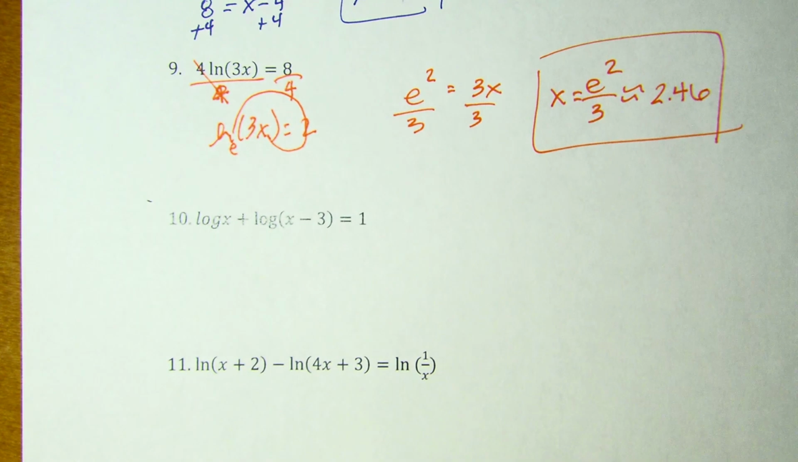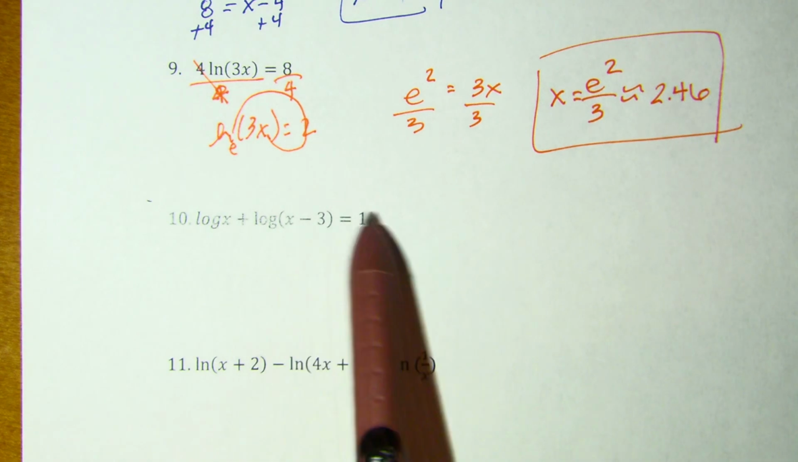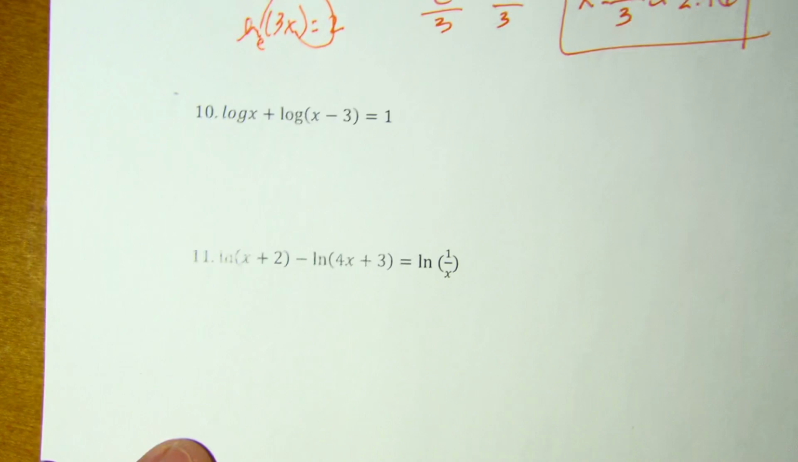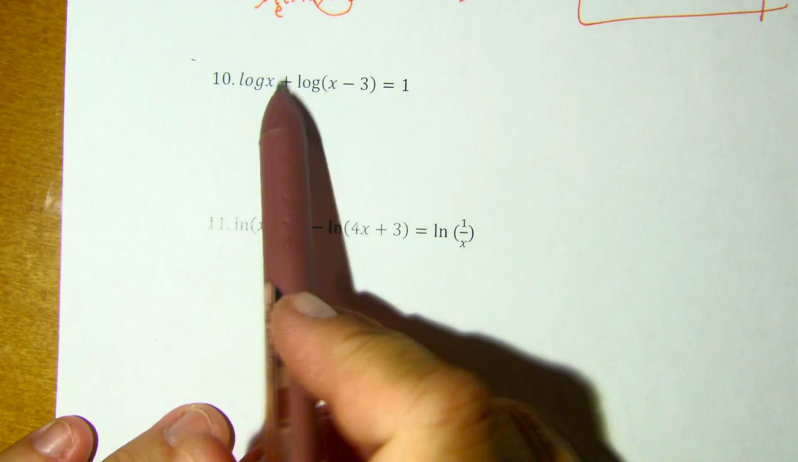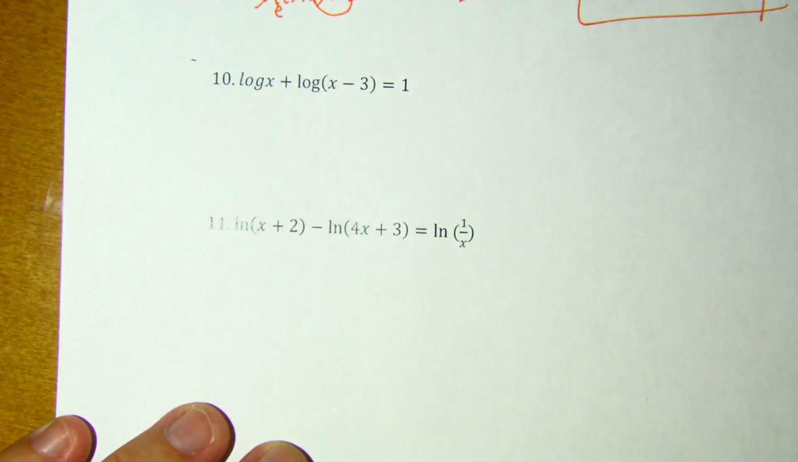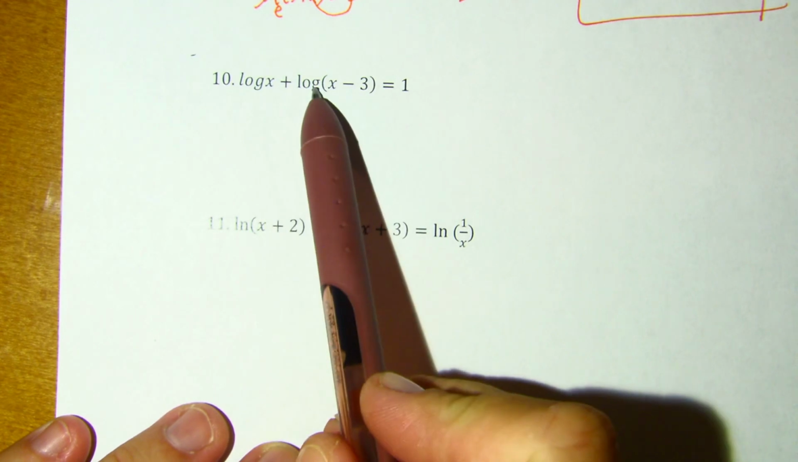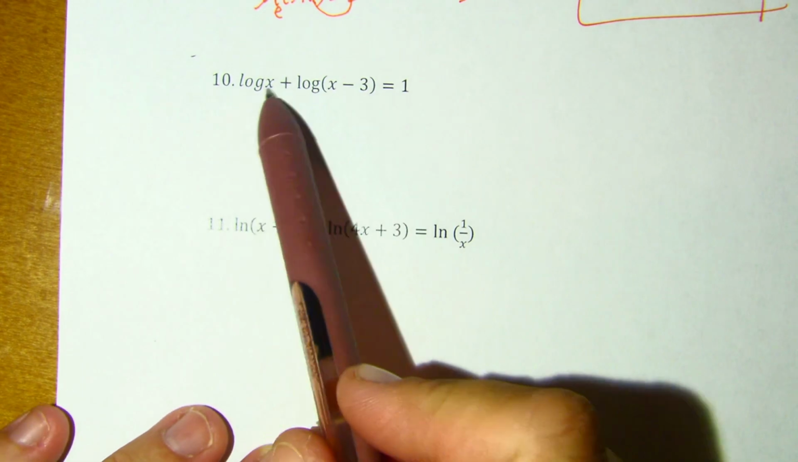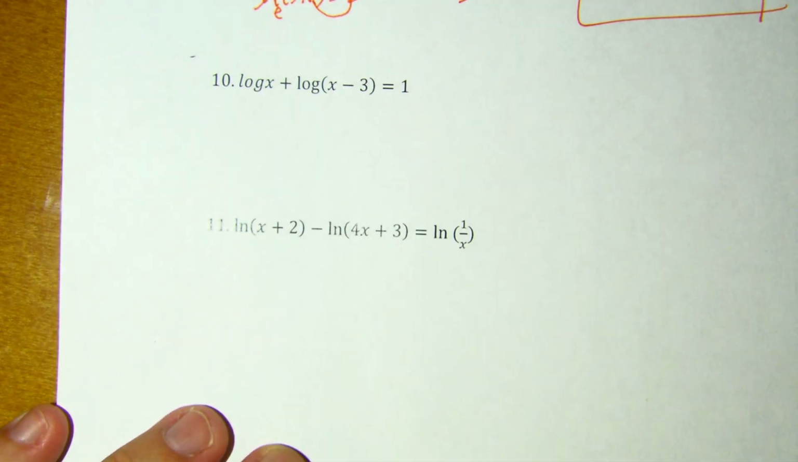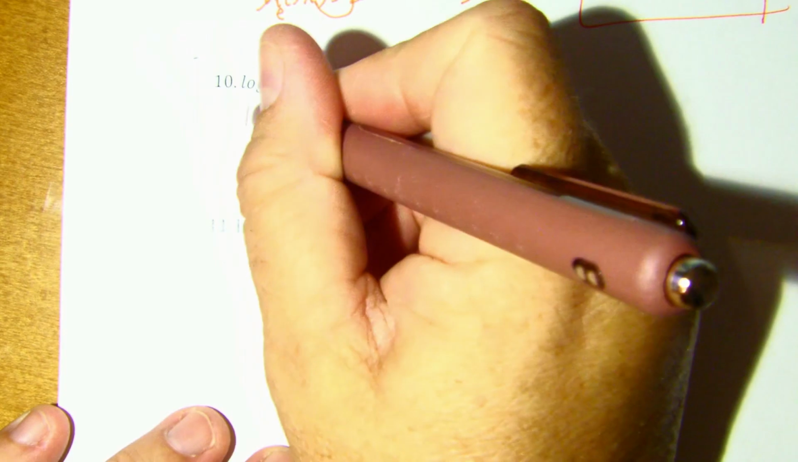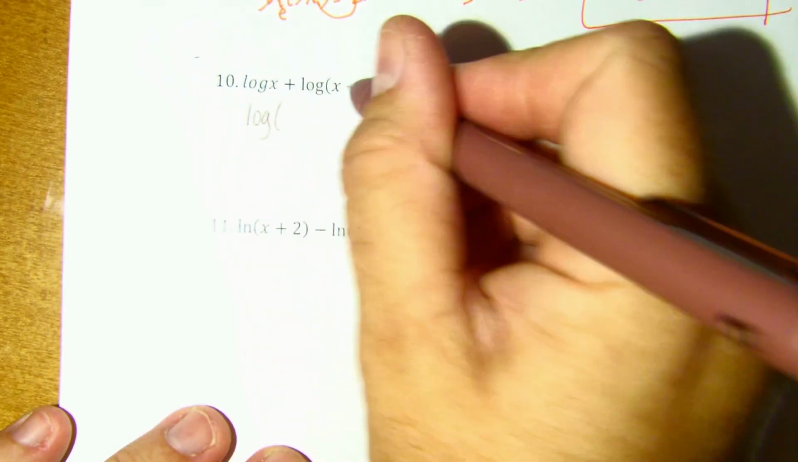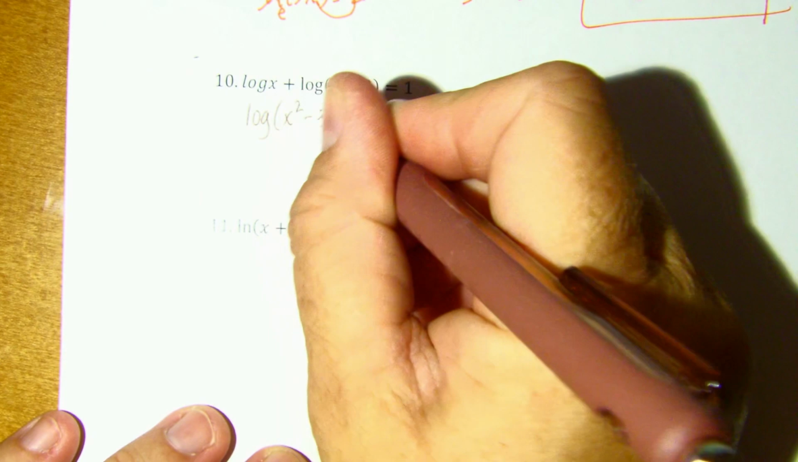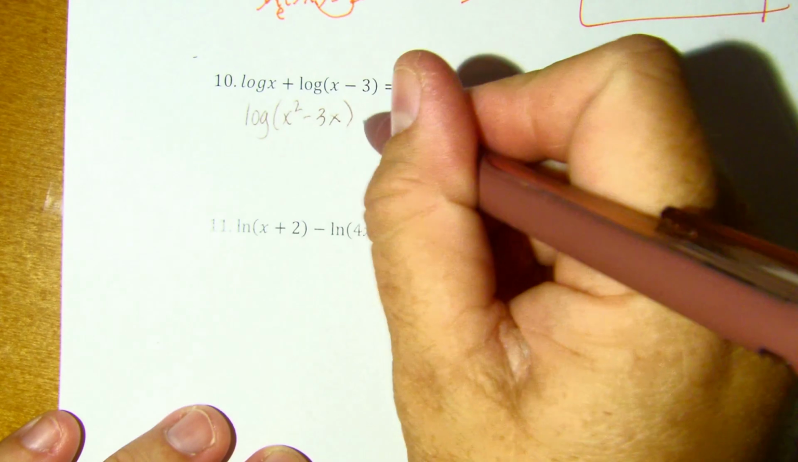Okay, all right, the next one, we have two logarithms on this side and a number on this side. And if we have something like that, what we need to do then is condense this to one logarithm. We can't use the snail rule if we have two separate logarithms, because then it's like, well, which one do we use? So we need to condense this first, and addition condenses to multiplication. So I have log of x times x minus 3, which is x squared minus 3x, equals 1.